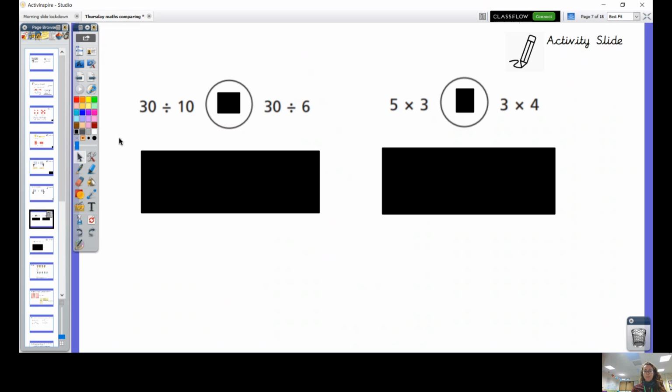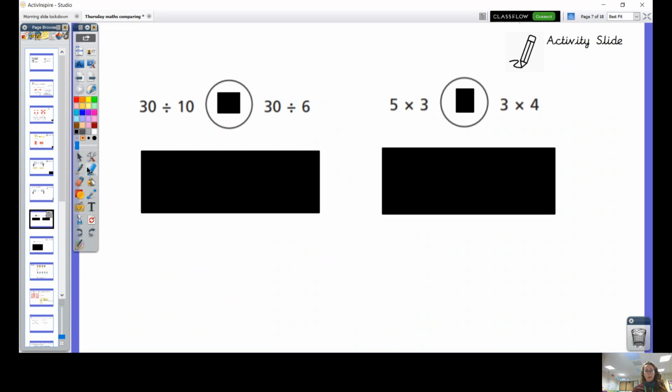Let's look at some more. So we've looked at lots of timesing ones, haven't we? And we can actually compare dividing number sentences as well. So let me show you how to do one, and then you're going to have a go. So this first question here says 30 divided by 10 and 30 divided by 6.